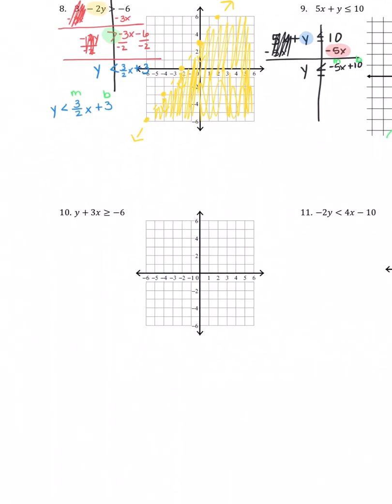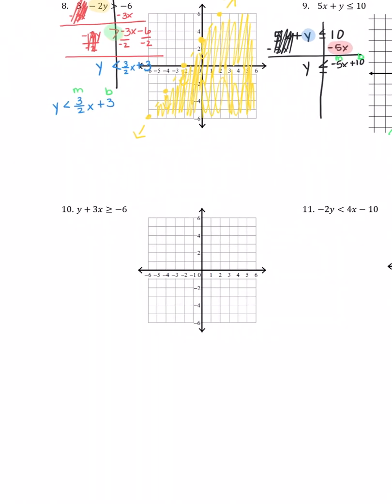Okay, so let's look at number 10. Again, we wanted y equals mx plus b. I see I have my y at the beginning, so that's good, but I also have a 3x. I need that y to stay, so I'm going to get rid of that 3x. It says plus 3x, so the opposite is minus 3x. If I do that over there, I have to do it on this side too. So I'm left with a y on my left. The 3x's are gone. I'm still at greater than or equal to. My x has to come first, so negative 3x minus 6.